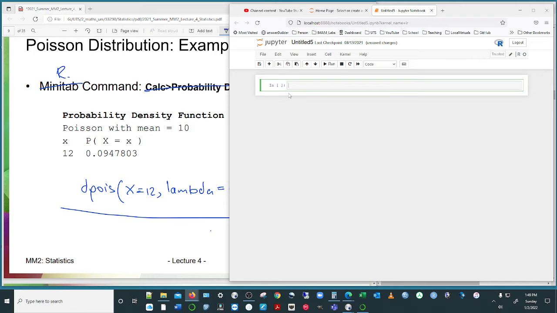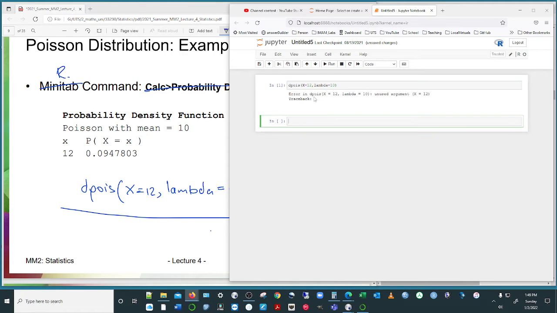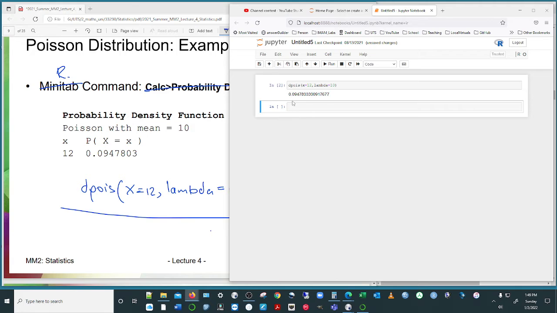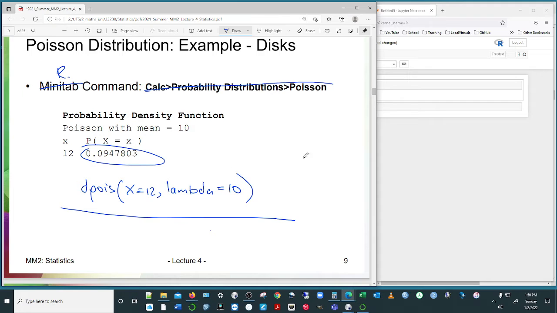And I'm going to type in there dpois x equals 12, and I might not like the capital X. I might have to change that. But I like to try things out. lambda equals 10, and it might not like that. It doesn't like the capital X, so I'm going to change that to a little x and do it again, and it's given me the same values. Okay, so that's the same values for 12.